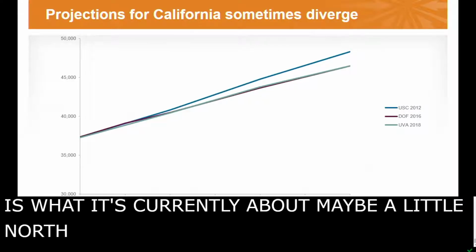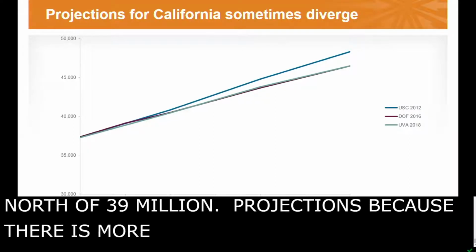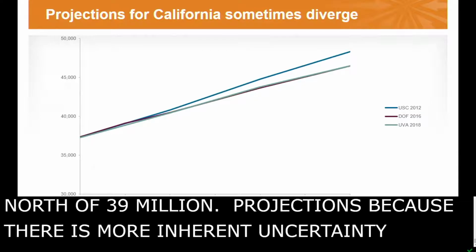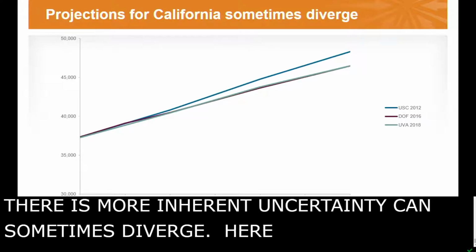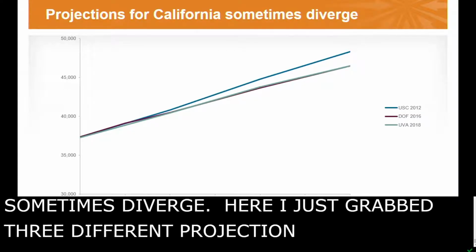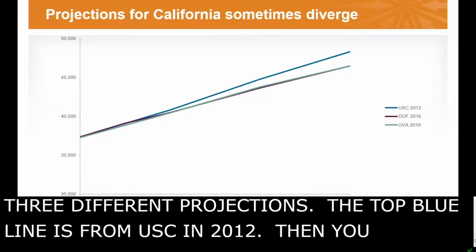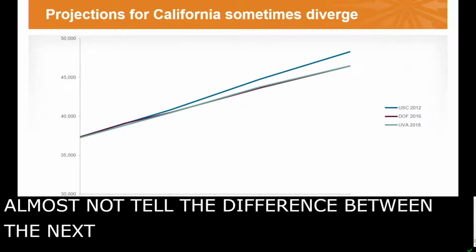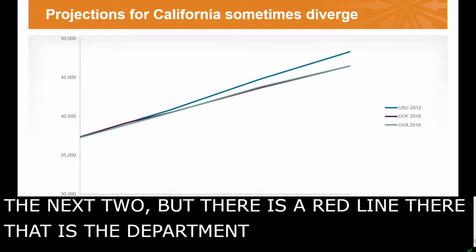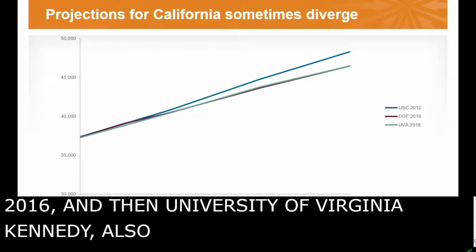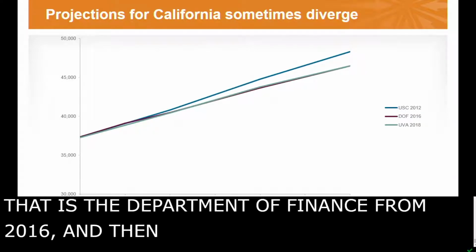Projections, because there's more inherent uncertainty to them, can sometimes diverge. Here I just grabbed 3 different projections. The top blue line is from USC in 2012. Then you can almost not tell the difference between the next two, but there's a red line there that is the Department of Finance from 2016. And then the University of Virginia also provides a projection, and they have numbers for 2018.